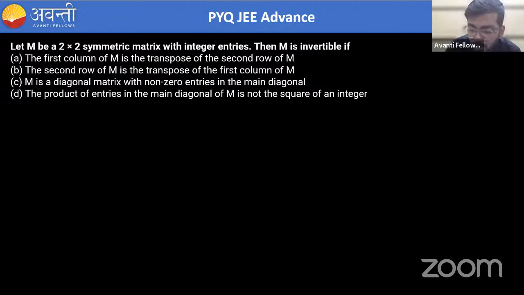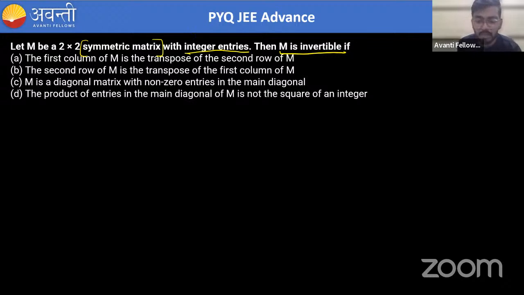Okay, so moving on to the next question. The question is saying: let M be a 2 into 2 symmetric matrix with integer entries. Then M is invertible if. What is a symmetric matrix? Aij is equal to Aji. If all the elements follow this rule, then the matrix is a symmetric matrix. So we all know that. After that, they are saying M is a 2 into 2 matrix wherein all the entries are integral. Then M is invertible if.